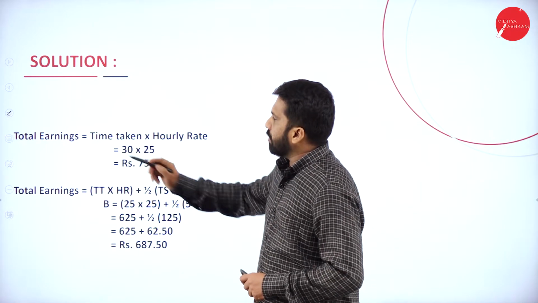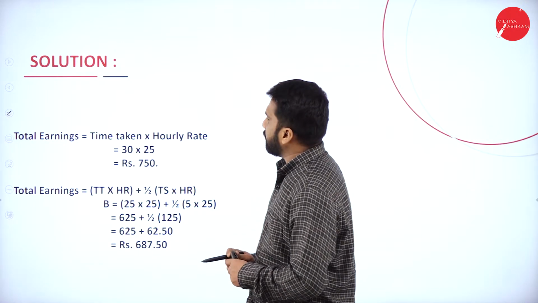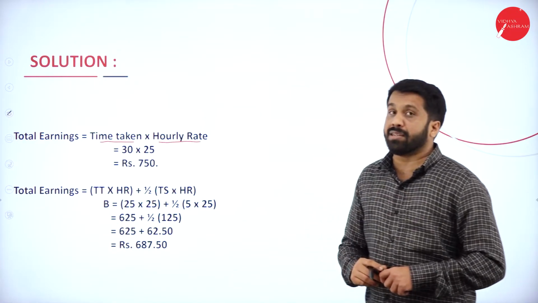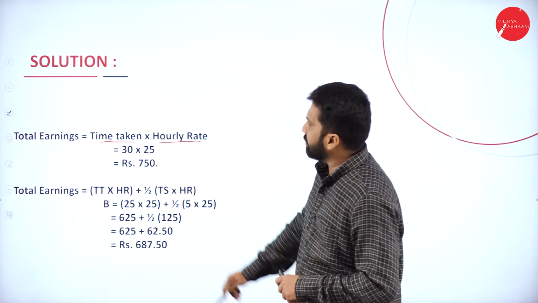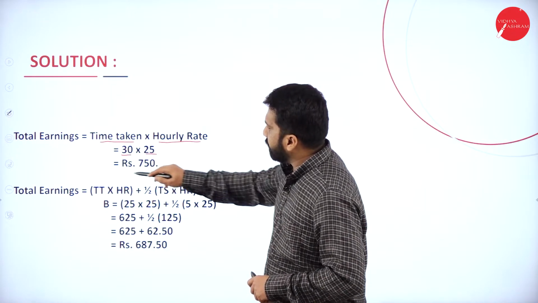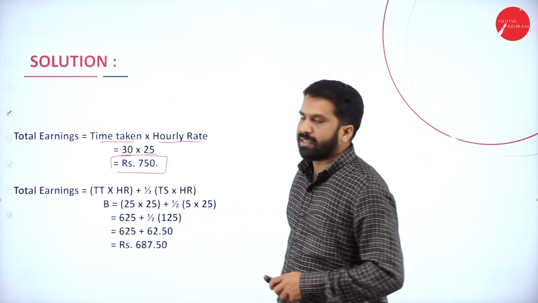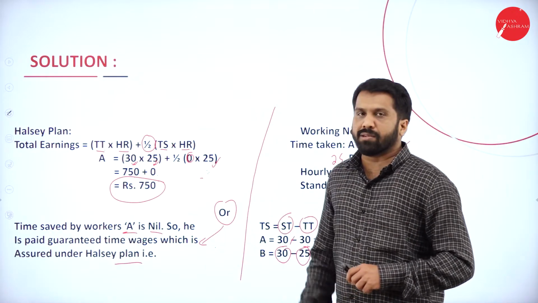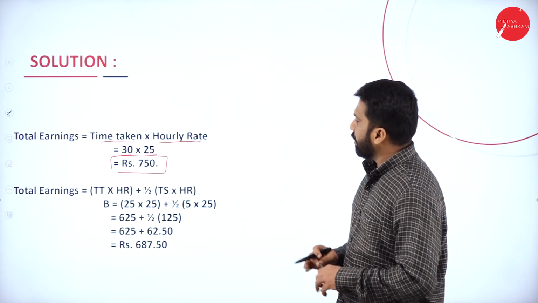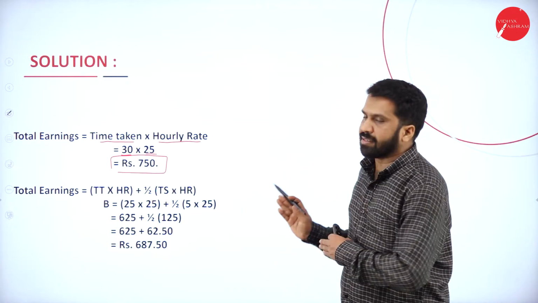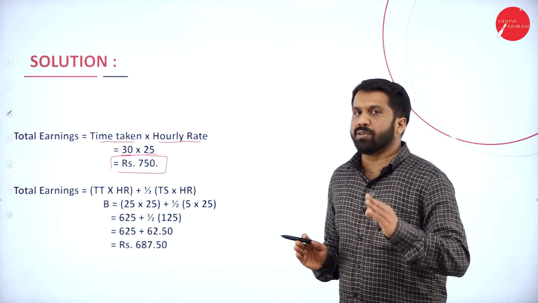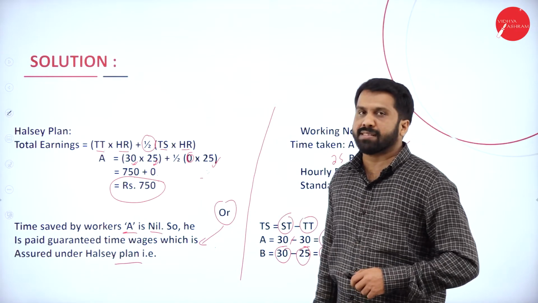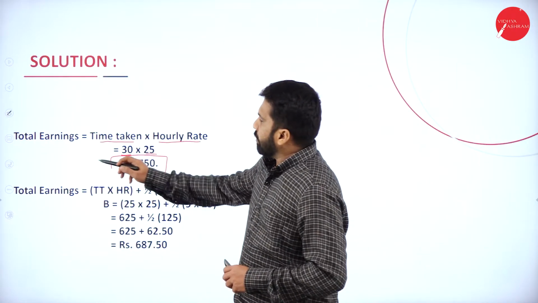Now, total earning is equal to time taken into hourly rate. As per this, 30 into 25, it is 750. As I told you, you can go for this also. Anything is okay. Remember, whatever you write on the right side is always working out. In your examination, the answers are on the left side. Now, so this is done.